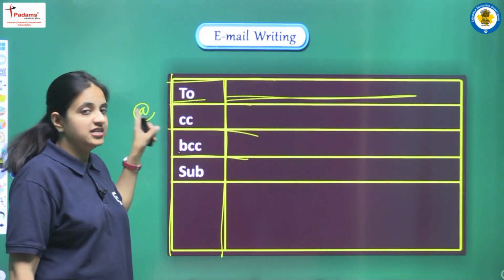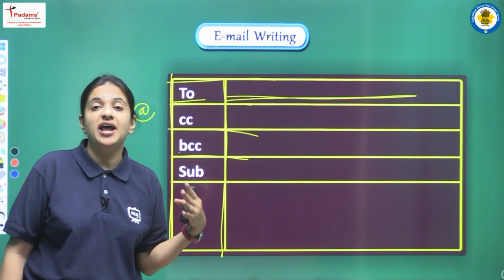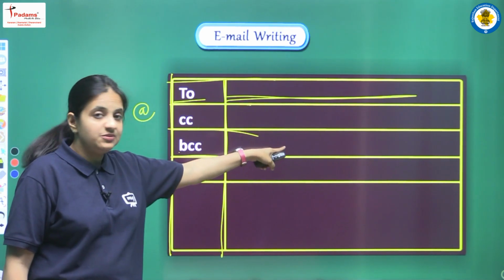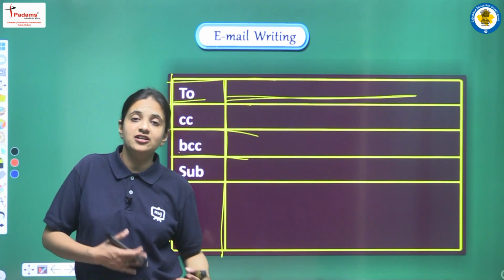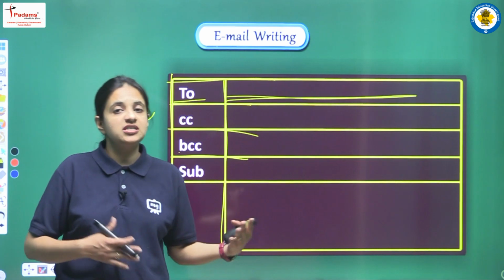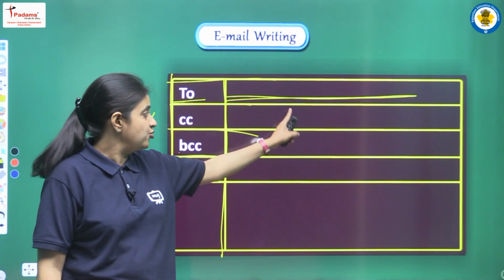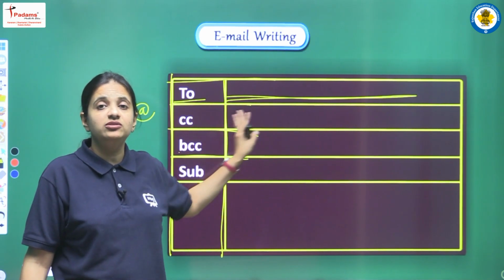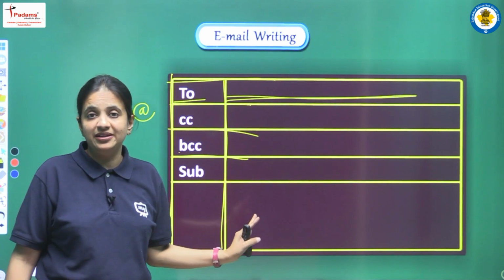CC stands for carbon copy and BCC stands for blind carbon copy, and in this space you don't need to write anything because generally we write the email address of the person whom we want to send the copy of this email. But in our examination we don't need to write anything here. You can leave the space, or you can say both the spaces, blank in your examination.